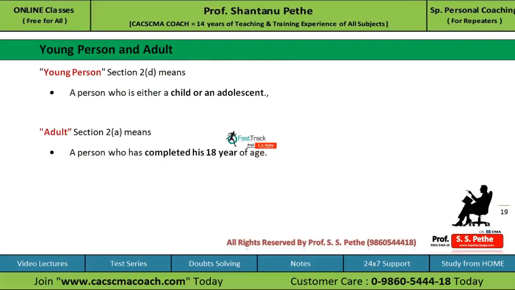The Act also defines the young person and the adult. Young person is defined under 2D. It means a person who is either a child or an adolescent. Adult is defined under section 2A and it means a person who has completed 18 years of age.